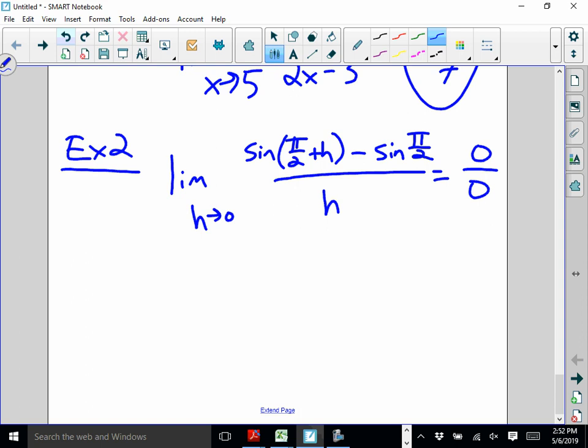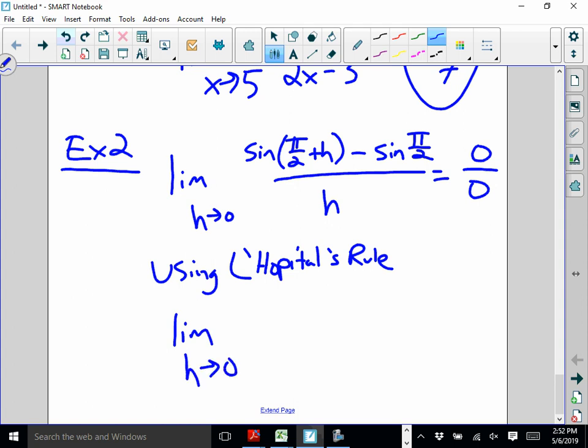Okay. So what can we do? Well, we can use L'Hopital's rule. Say the limit as h goes to 0. So now I'm going to have to do the derivative of the top and the derivative of the bottom. Now, h is my variable here. The derivative of sine of pi halves plus h, that's going to be a chain rule. That's going to be cosine of pi halves plus h times the derivative of h, which is simply 1.